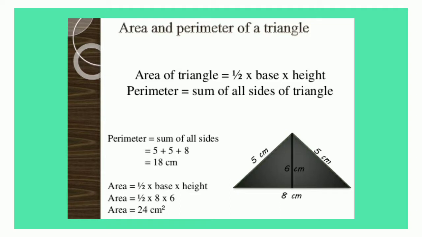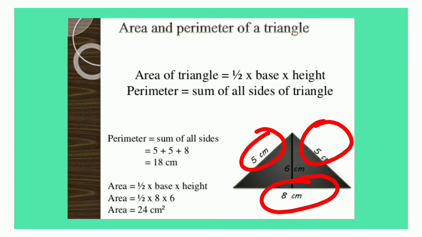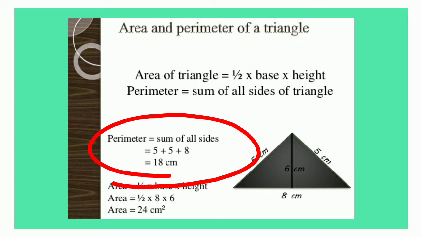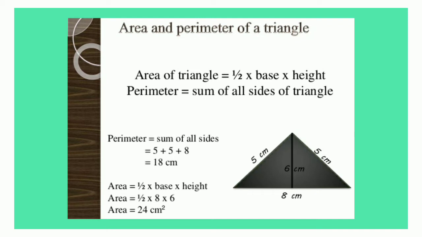Here we have an example of area and perimeter of a triangle. Three sides are given, 5 centimeter, 5 centimeter and 8 centimeter, and its altitude is also given, 6 centimeter. Okay, so we have to find the perimeter of this triangle. How to find the perimeter? Add these three sides, that means 5 plus 5 plus 8 is equal to 18 centimeter, the perimeter of the triangle.